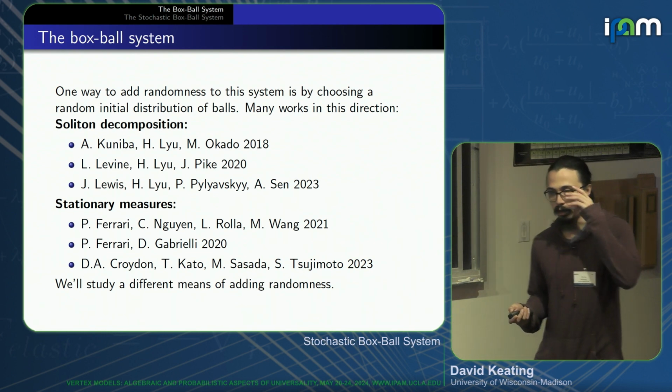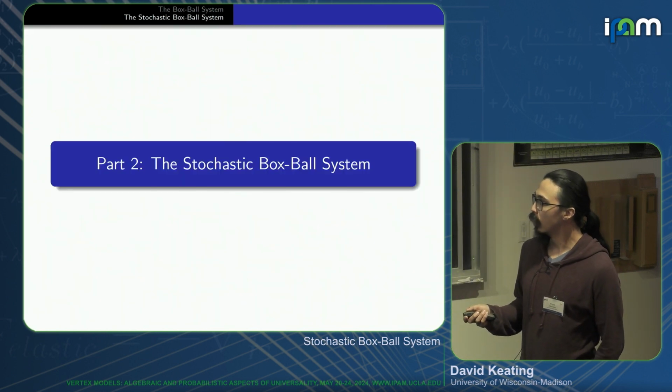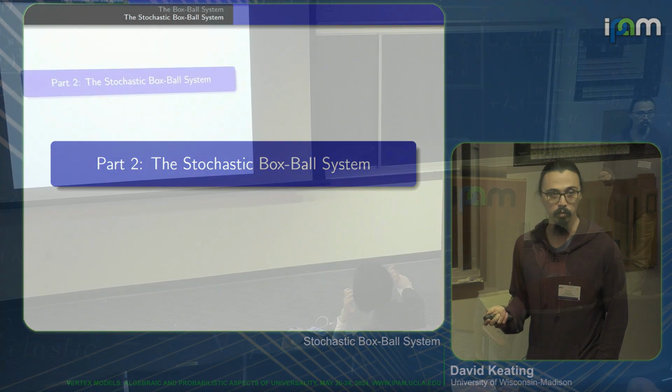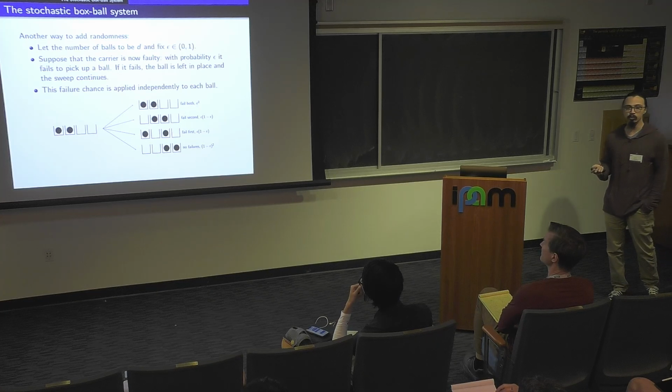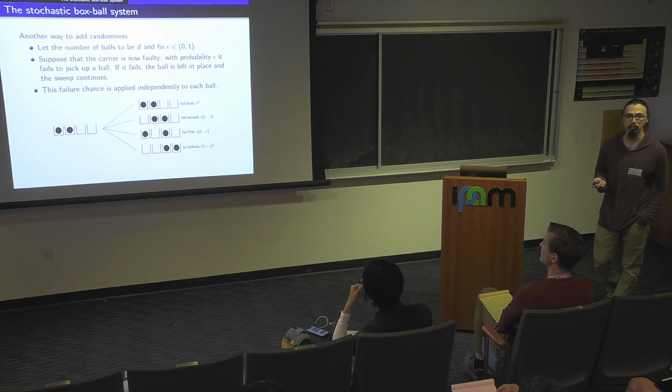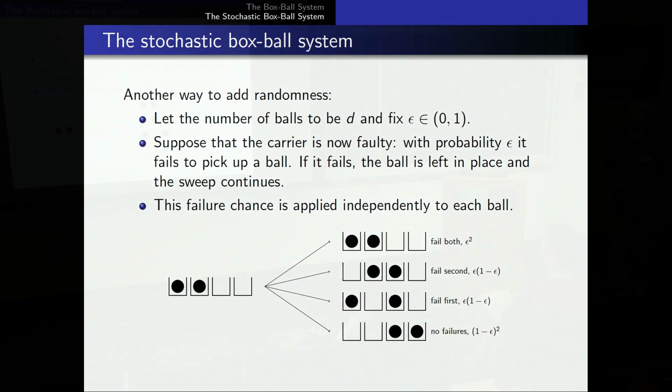But we'll be studying a different way to introduce randomness to this system, and I'm going to call it the stochastic box ball system. So what we will do is, we'll fix d balls just as before, but now we'll have some parameter epsilon in (0, 1), and epsilon will be the probability that our carrier fails to pick up a ball. So now instead of having a carrier that always picks up balls, it's faulty, so sometimes it messes up and just leaves the ball in place. This failure chance is applied independently for every ball the carrier sees.